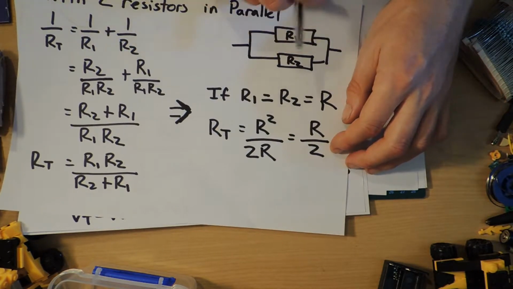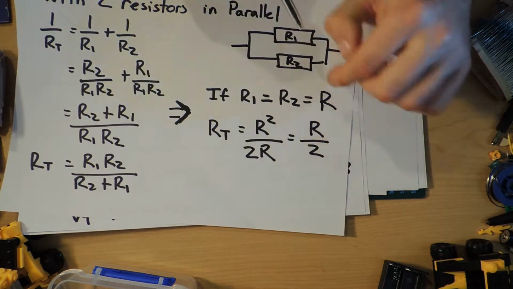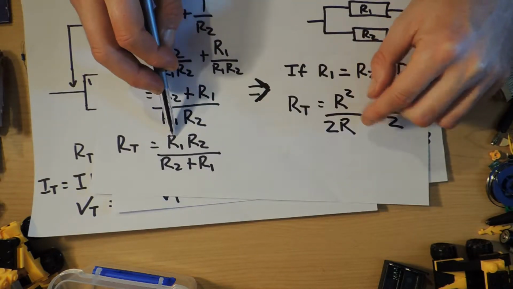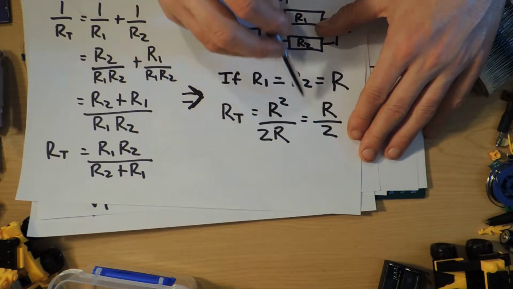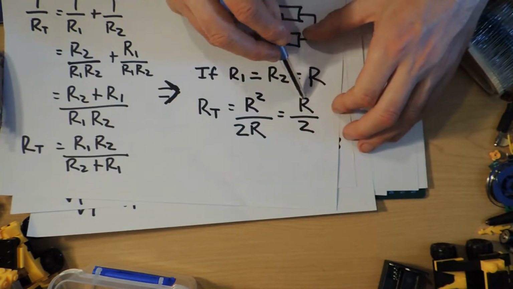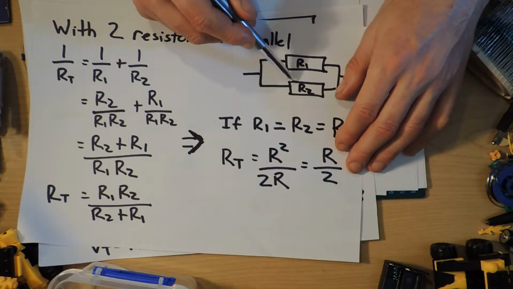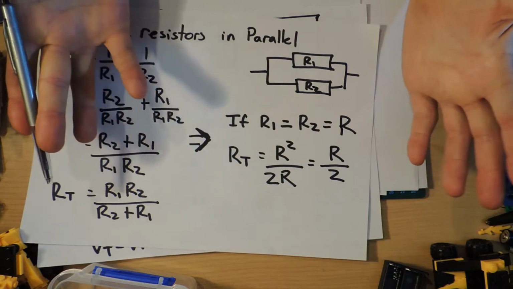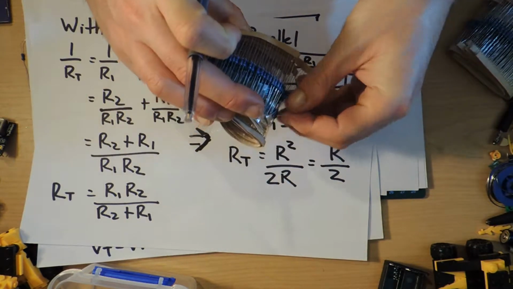And the last thing, though, is what happens if R1 and R2 are the same. So we just call them R. In which case RT will equal R squared over 2R. And so we can cancel out one of the R's, and we end up with R over 2. That just means if we put two resistors in parallel, we get half the resistance, which makes a lot of sense, right?